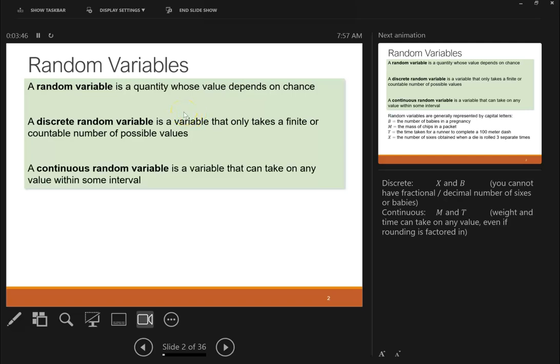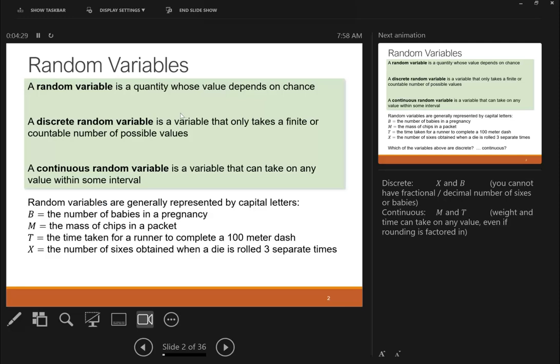So the other category of random variable we have are continuous random variables. And that is a variable that can take on any value within some interval. So a continuous random variable is the set of real numbers or some interval on the real line. So like all the values between 1 and 2, there's infinitely many of those, uncountably many numbers between 1 and 2. Everybody's okay with that? Okay.